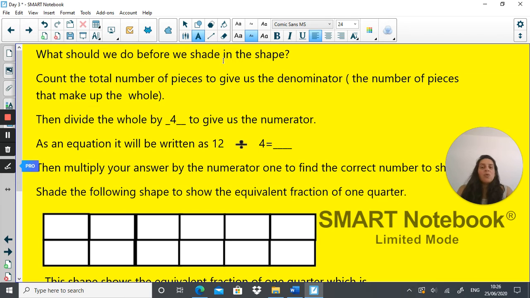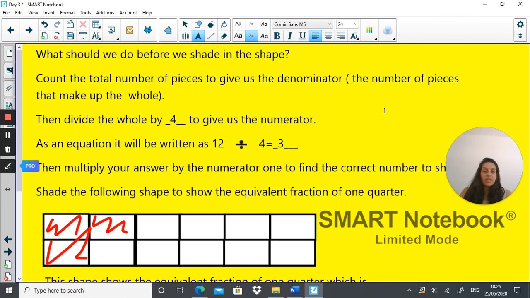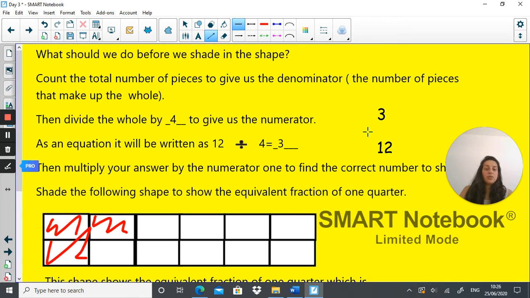And here we go. So what should we do before we shade the shape in? We can count the number of pieces to give us the denominator, then divide the whole by 4 to give us the numerator. So as an equation, this one here is written as 12 divided by 4, which is, as we know, 3. So for this one, we need to shade in 1, 2, and 3. So we know that 3 over 12 is an equivalent fraction to 1/4.